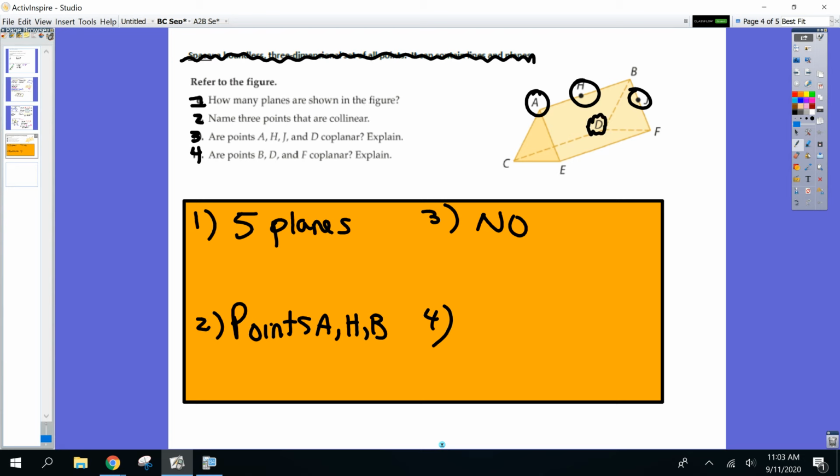Lucas, finish it off. Yes, they are. And here's why, guys. Ready? B, D, H, F forms this triangular plane in the back. Okay? Forms that triangular plane in the back.